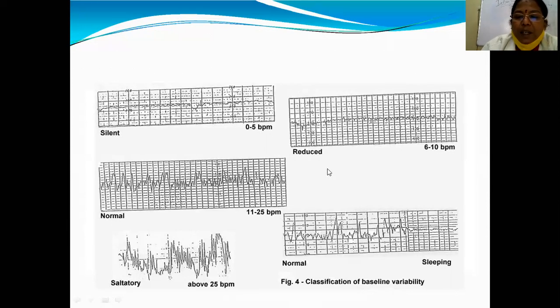Here it is reduced, 0 to 5, 6 to 10 is a little reduced. Only 2 blocks it is increasing. So it is reduced. But 11 to 25 is normal variability. Here we can see it is normal. It is going up 2, 3 boxes. Again it is going up, coming up. So at least 2 blocks it should cross. So 11 to 25 beats per minute is normal.